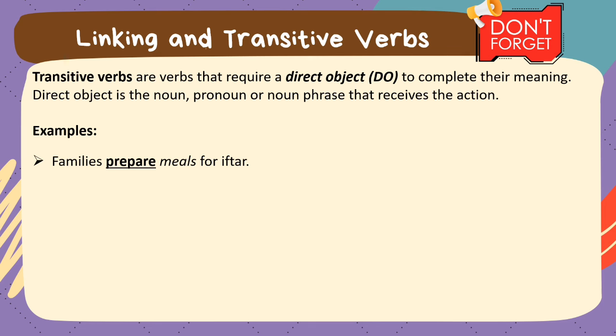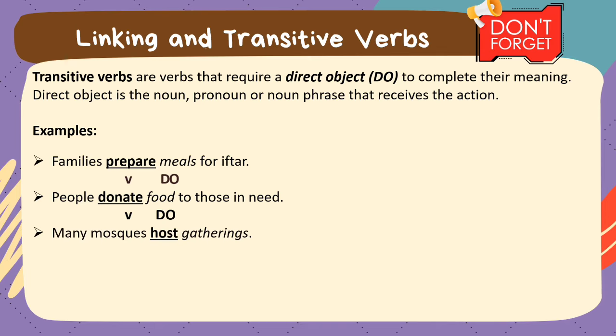Families prepare meals for iftar. Prepare is our verb and our direct object is meals. People donate food to those in need. Here we have donate as our verb and food as the direct object. Many mosques host gatherings. Of course, our verb is host and gatherings is the receiver of the action.